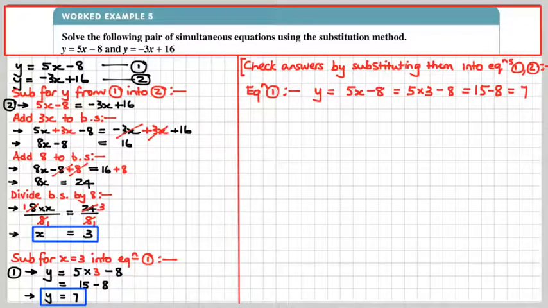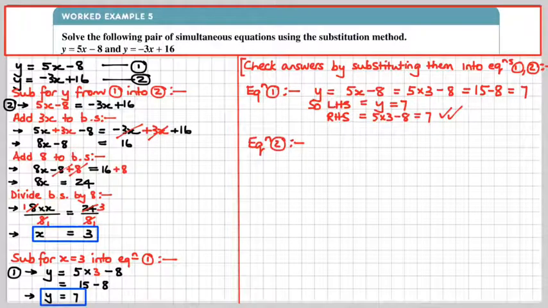And what was y, the left-hand side? Left-hand side was y is 7, and the right-hand side we've just worked out to be 7. Which is great, because they both work, see? Left-hand side equals right-hand side. See? Do you understand? 5 times 3 is 15, 15 minus 8 is 7, and y is 7. So left-hand side equals right-hand side. It works fine. Now let's see if it also works in the second equation.